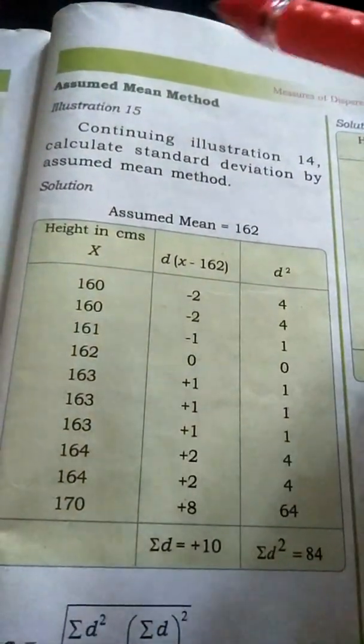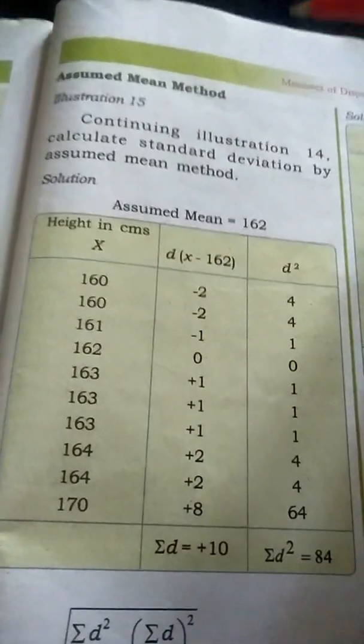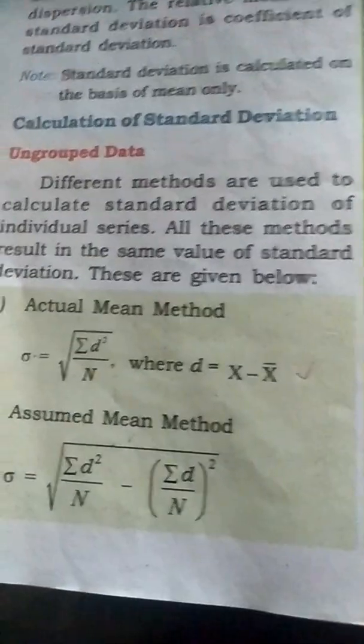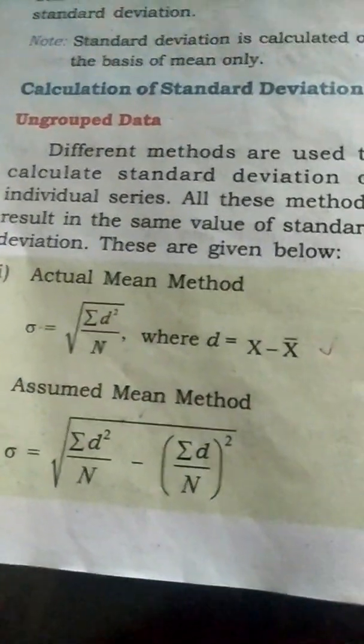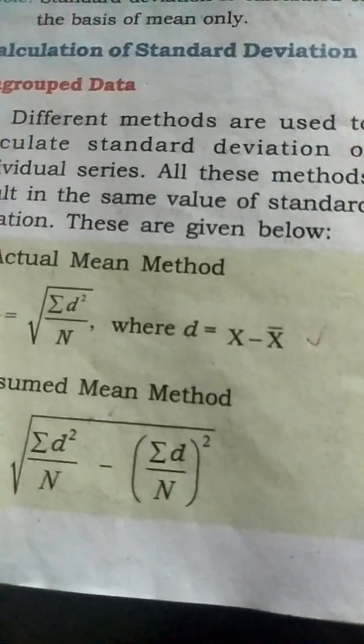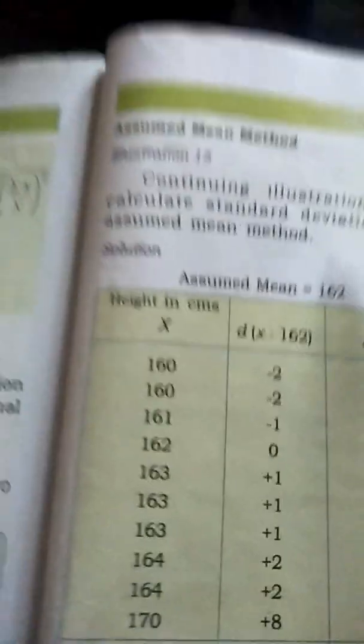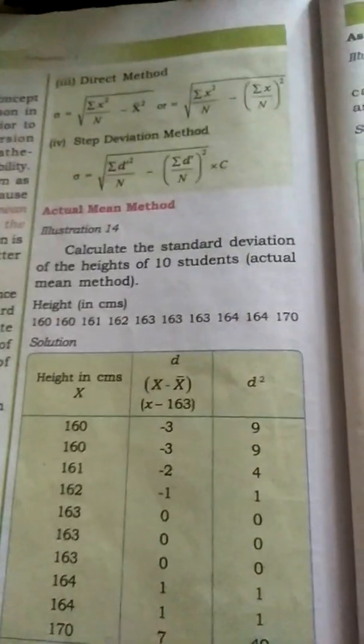Hello students, in the previous video you studied how to calculate a standard deviation using the actual mean method. Next one is the assumed mean method. The formula here is square root of summation d square divided by n minus summation d divided by n the whole square. Continuing illustration 14.